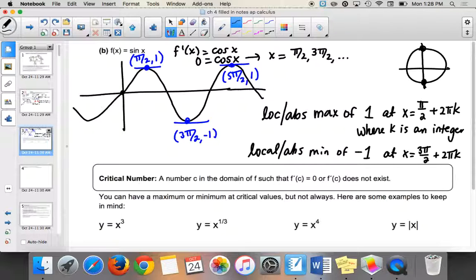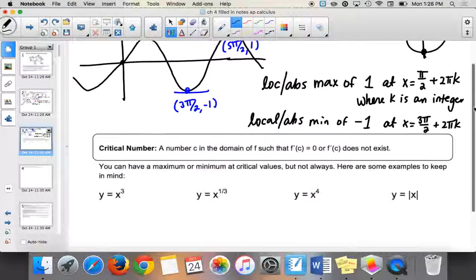There's a lot that you don't even need the derivative for, like x squared. Where's its minimum? You guys know what x squared looks like. The minimum would be at 0, 0, right? So a minimum of 0 at x equals 0. What about a maximum? None, right? Does that make sense? So some of these things you don't actually need to do the derivative of.